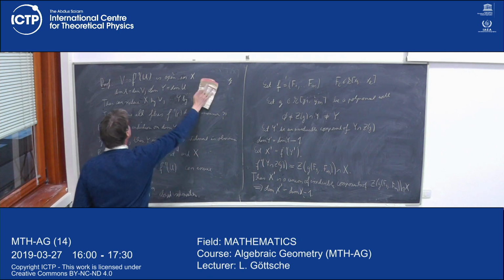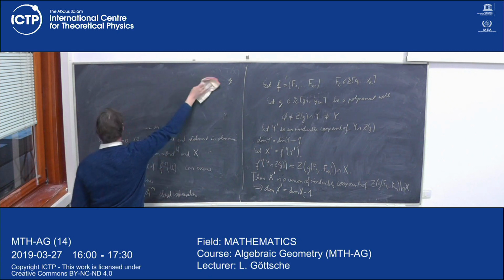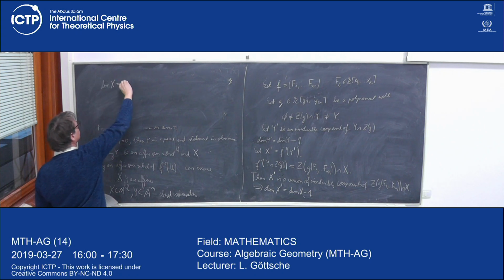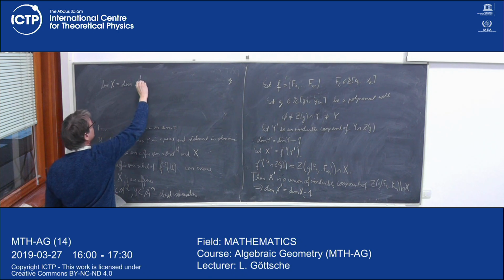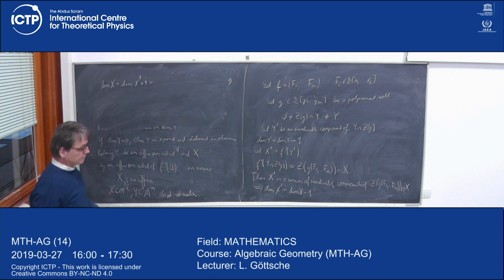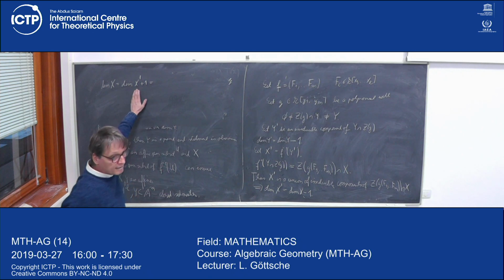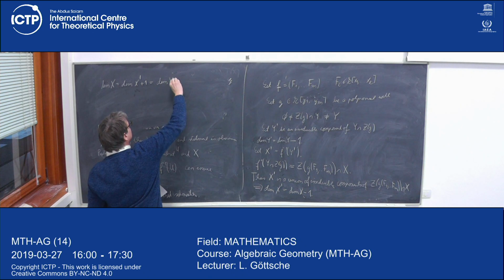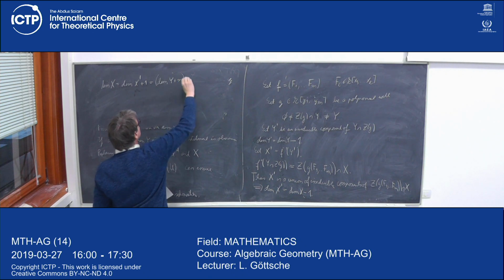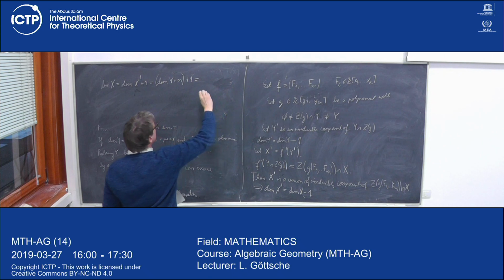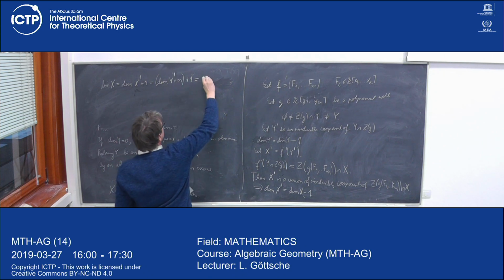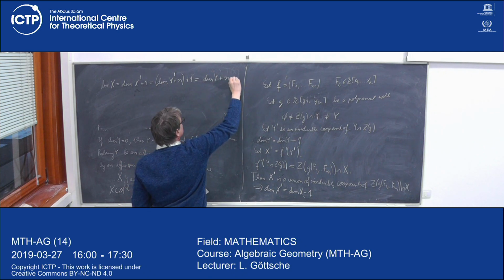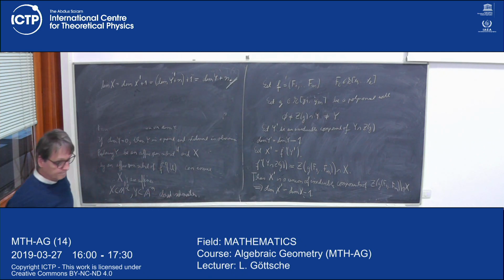And so thus we see that the dimension of x is equal to the dimension of x prime plus 1, which is equal, because by induction it applies to x prime, to the dimension of y prime plus n plus 1, which is equal to the dimension of y plus n. And that proves it.